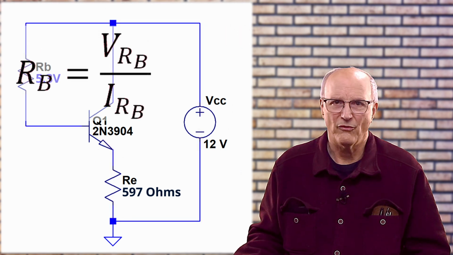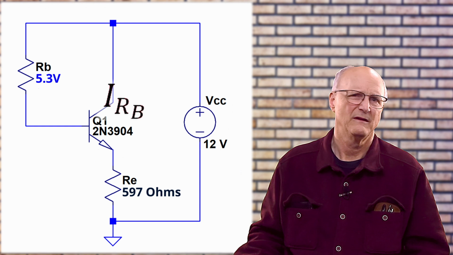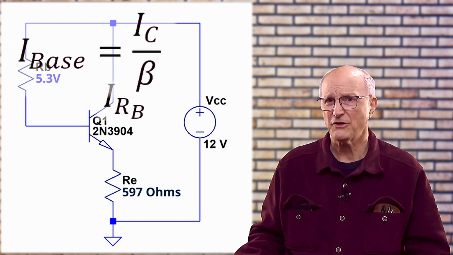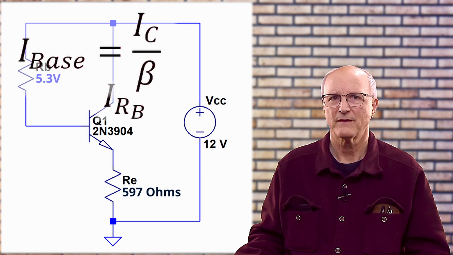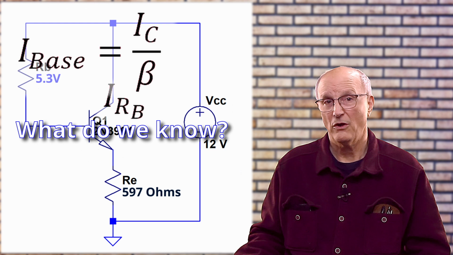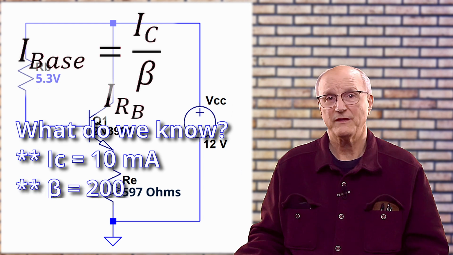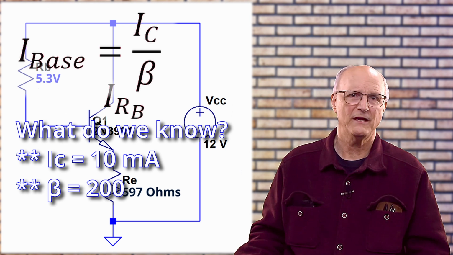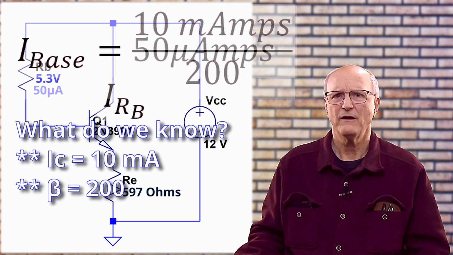Well, now that I know the voltage across the base resistor, I will turn my attention to the current through it. Well, how do we do this? We go back to the equation which tells us that the base current is equal to the collector current divided by the DC current gain. So at this point, what do we know? We know that the collector current is 10 milliamps per the design goals, and we know that the DC current gain is 200 per our design assumptions. Putting these known values into our equation, we get a base current of 10 milliamps divided by 200, or 50 microamps.